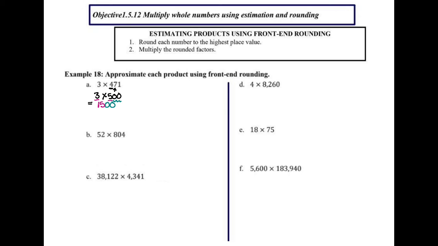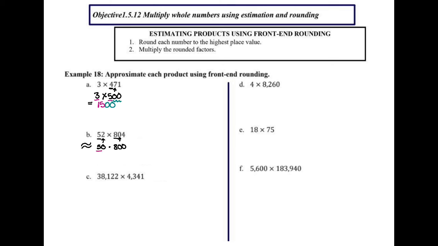Okay. B. We're going to round these. Now remember, you could use this little squiggly equal sign, but you can just leave it off. That's fine. Rounding to the first place of each number. So 52, the 2 is going to round down, so 52 becomes 50. And the 0 is going to round down, so the 804 becomes 800.